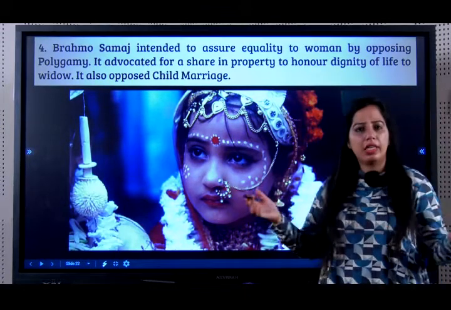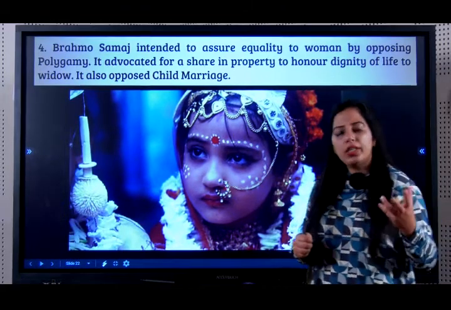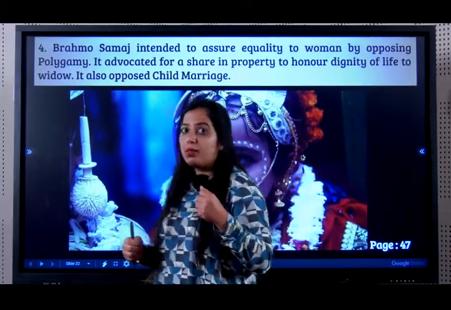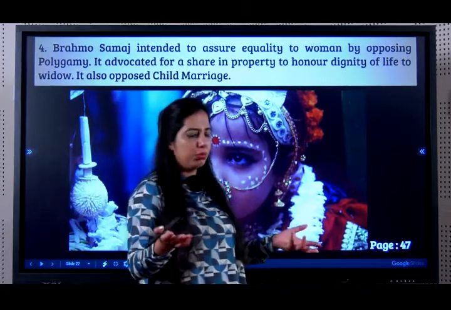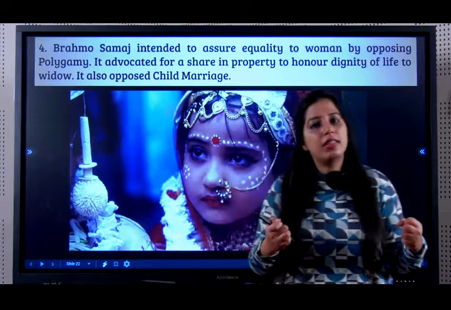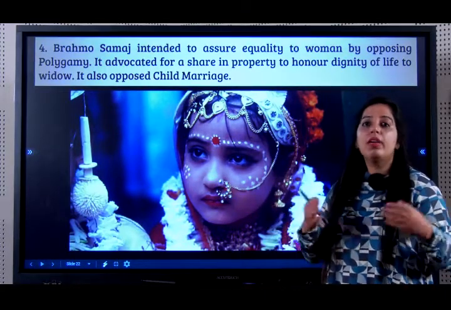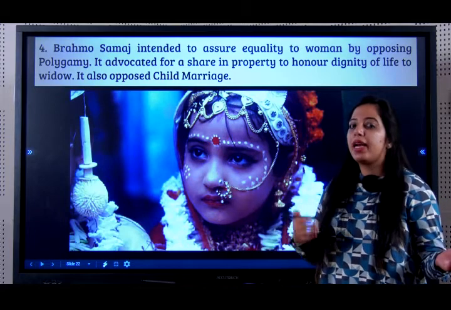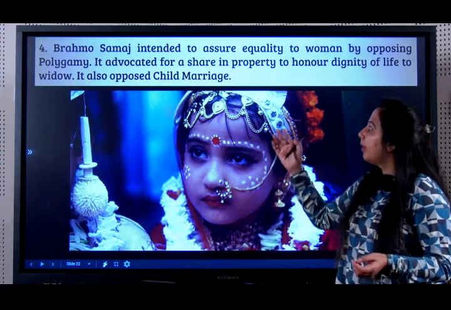How did they want equality for women? By opposing polygamy. What is this polygamy? So in earlier days, there was this practice where a man could have multiple wives, more than one wife, sometimes two, sometimes three. So they said this is so wrong for the woman because women are not allowed to have multiple marriages but men have. So they said that this is wrong. There should not be polygamy.